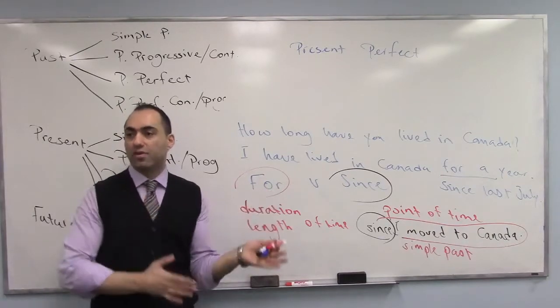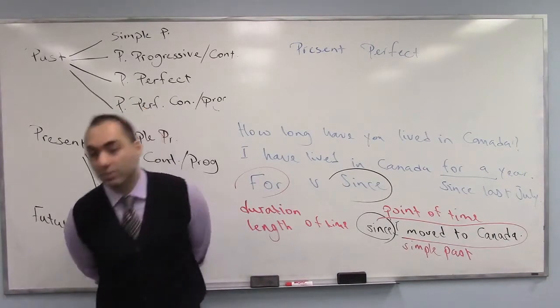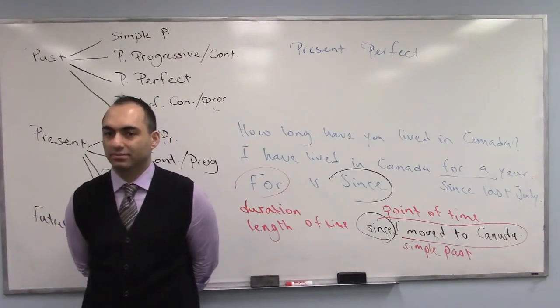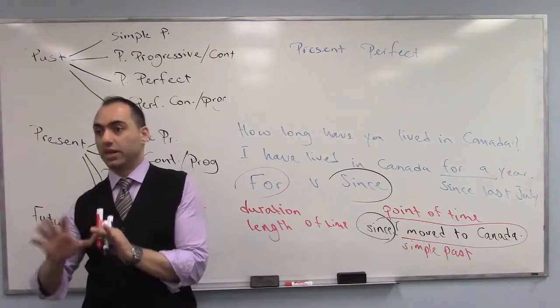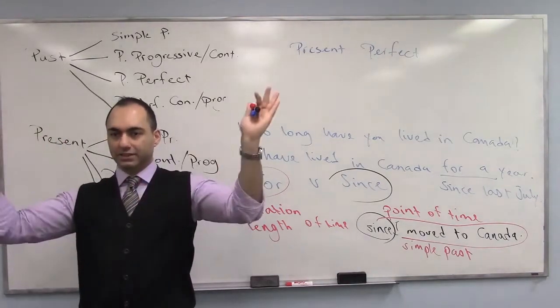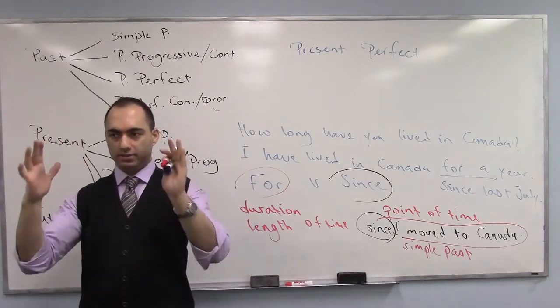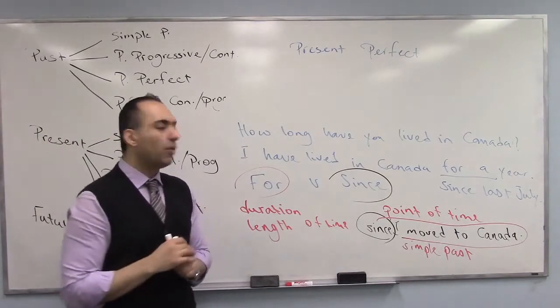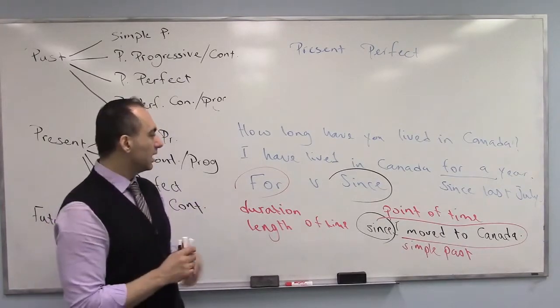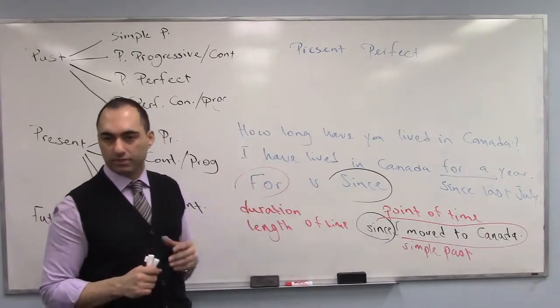But I have lived in Toronto since I moved to Canada. Or since I moved to Canada, I have just lived in Toronto. Not since I have moved, or since I was moving, or since I had moved. Since I moved, since I did, since I saw him. So since, point of time, always simple past. I have or haven't done something.